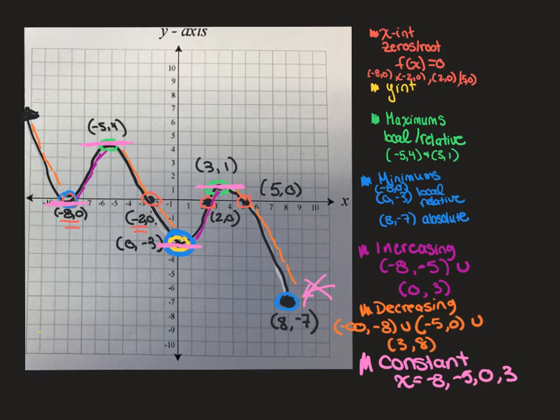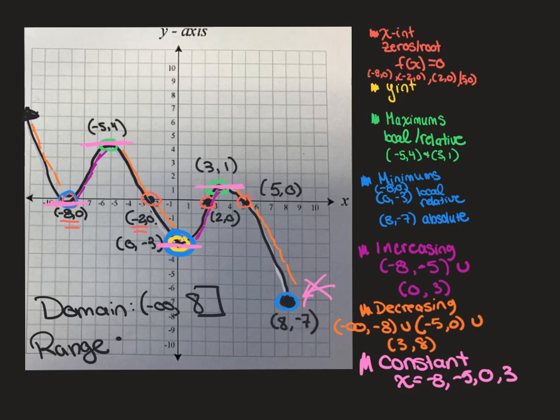So we talked about x-intercepts, y-intercepts, maximums, local and relative, minimums, local and relative, where we increase, where we decrease, and where we're constant. The last thing I'm going to have you write down is the domain and range for this graph. So domain of this graph is my x values. My x's start at negative infinity, and they go all the way until 8, and then the graph stops. Because the 8's a closed circle, I'm going to use a bracket.